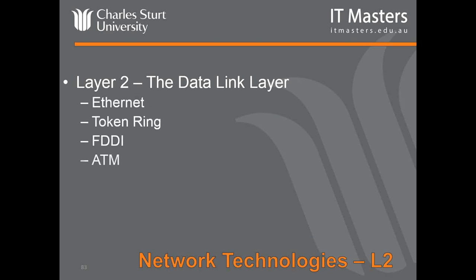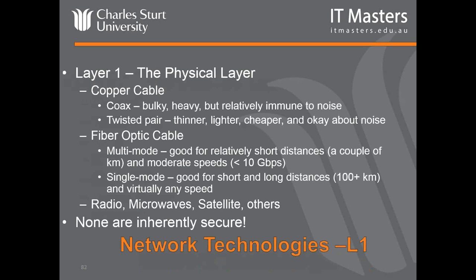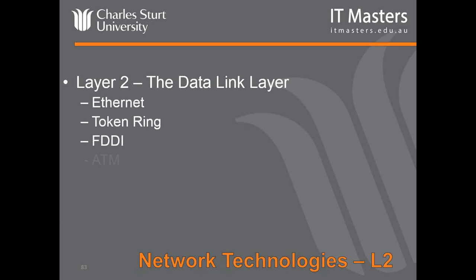So layer two: Ethernet, token ring, FDDI, ATM, SLIP. These things run over this other stuff. We have copper, fiber, whatever else. These run over that. So the data link layer talks about how we're going to connect. So when we're talking about Ethernet, fast Ethernet, SLIP, SONET, whatever else.